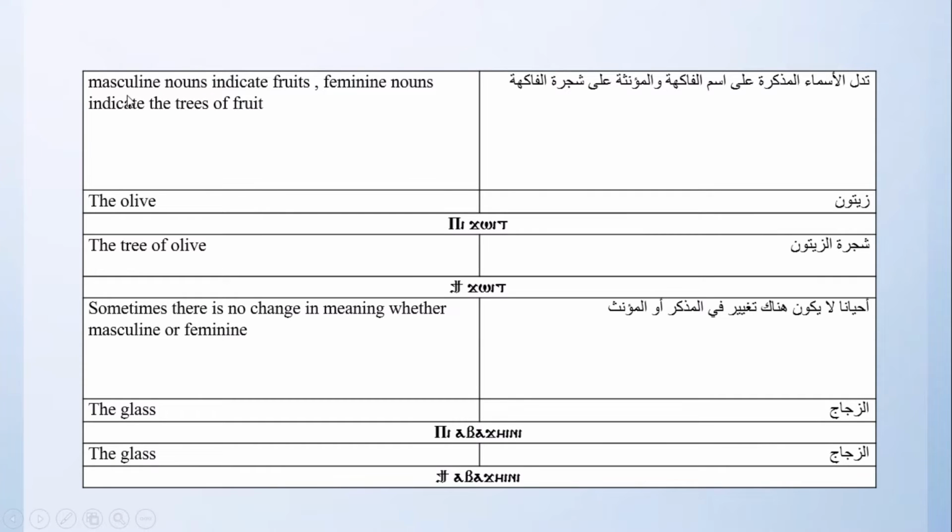We have here another rule which says masculine nouns indicate fruits, and feminine nouns indicate the trees of fruit. For example, we say pigoit, it means the olive, and tigoit, the tree of olive. Sometimes there is no change in the meaning whether masculine or feminine. For example, we say abagini, it means the glass. We can say pi abagini or ti abagini. Both words mean the glass, and there is no change in meaning.